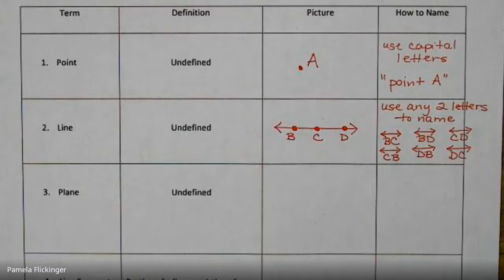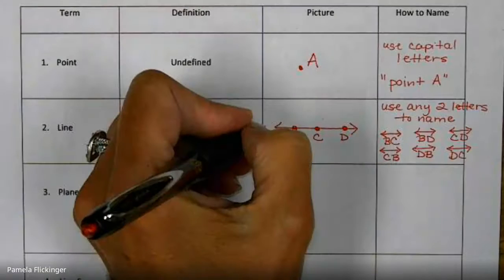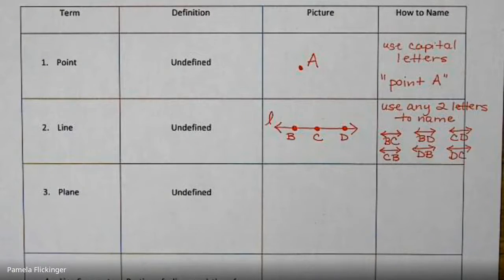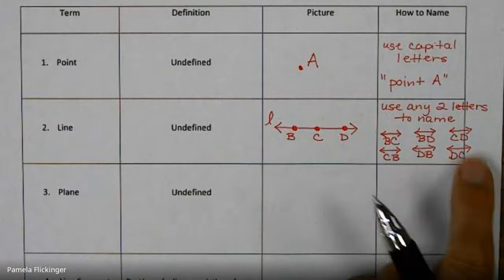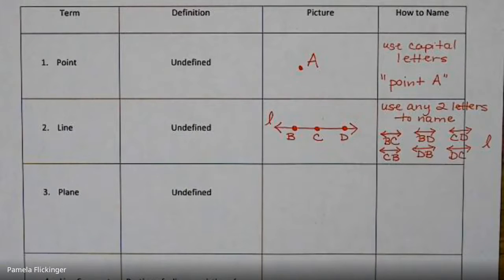The other way as we progress through the course that you might see lines labeled is with a cursive lowercase letter out here by one of the arrows. The popular ones that are used are cursive L, M, and N. So if you looked at this picture, we can either grab 2 points like we just did, or we can just call it line L. Okay? But remember, just 2 letters.